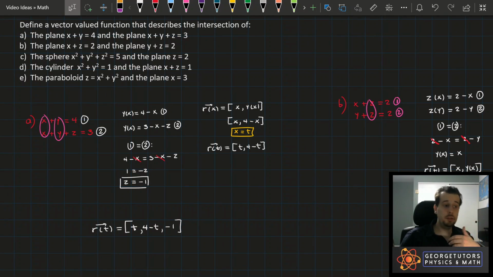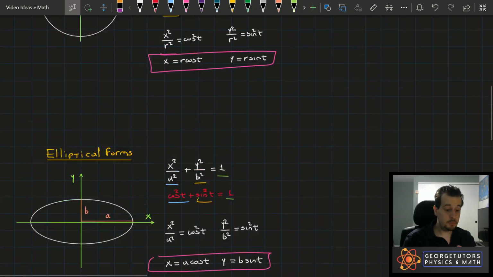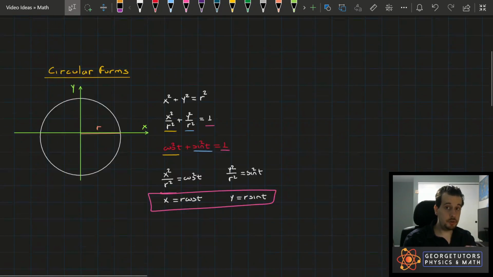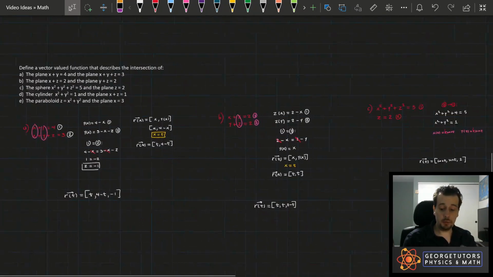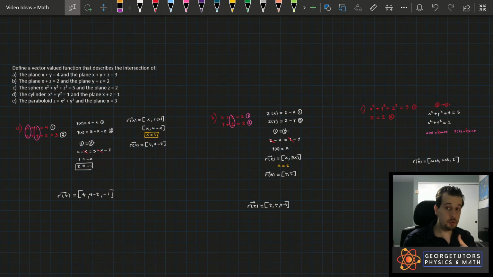Now I hope again that the derivation of the parameterizations up here and the actual application examples helped you understand a little bit how to parameterize vector valued functions.